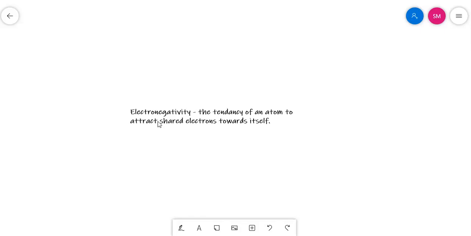So remember, covalent bonds are bonds where electrons are shared, and if the bond is between two different types of atoms or two different elements, then the element that has the greater electronegativity will pull the electrons more than the atom that has the lesser electronegativity.